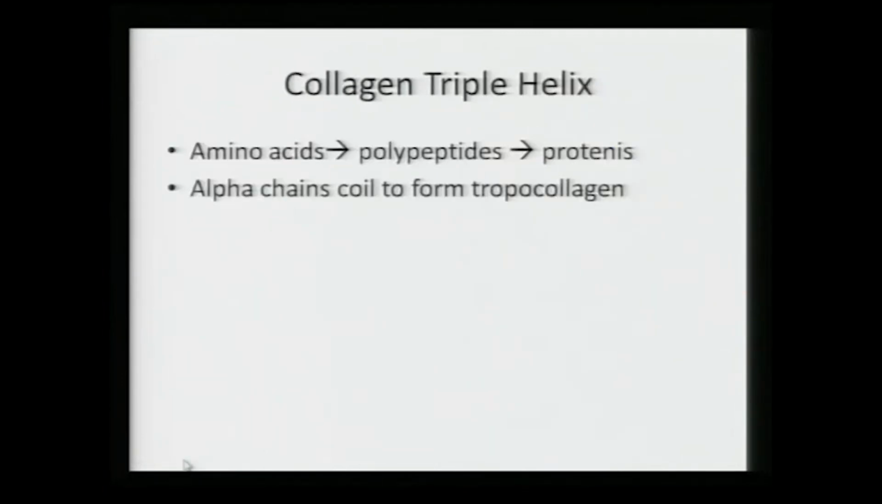Further, the presence of collagen triple helix can also be explained now. We have amino acids which go on to form polypeptides or proteins, and we have alpha chains which coil to form tropocollagen. So we can see in the alpha helix we have a left-handed alpha helix. So it goes on to form a certain alpha helix, and we have all the peptides which are sitting here. So we have 3 units which go on to form the overall repeating length of 9.3 angstrom. The distance between two such peptides is around 3.1 angstrom.